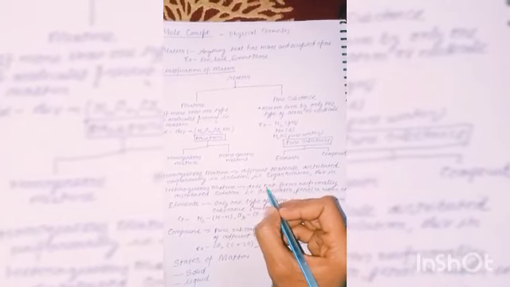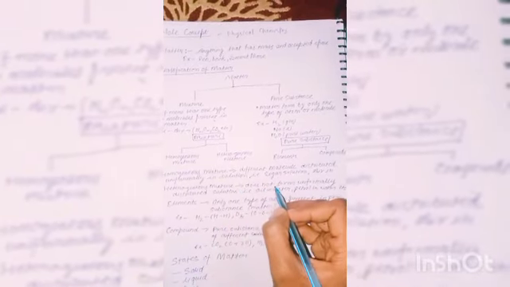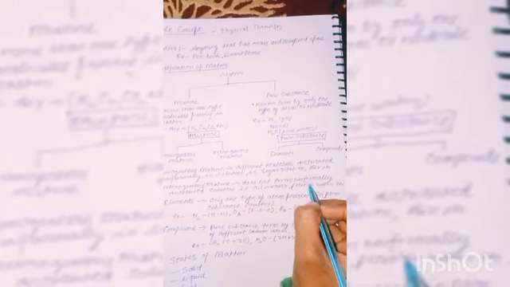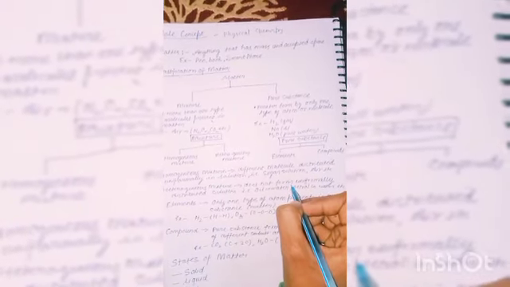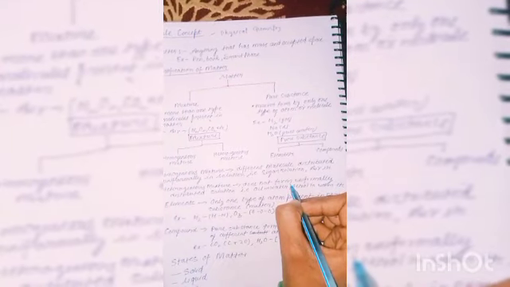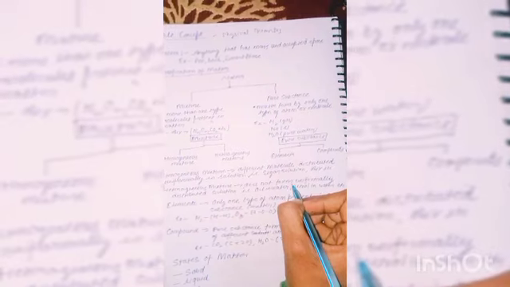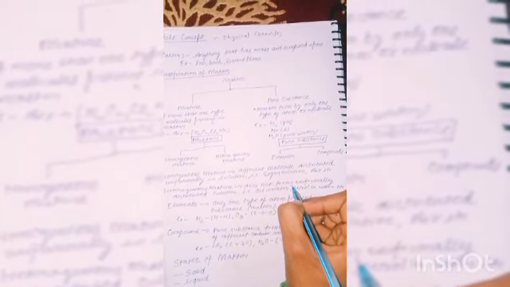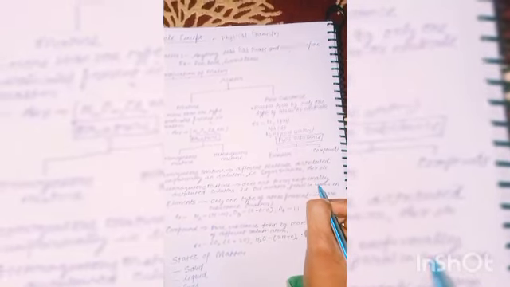When it does not form a uniformly distributed solution, like oil in water, petrol in water. When in the mixture the particles are not uniformly distributed, then that solution is called heterogeneous. And its examples are oil in water, petrol in water.